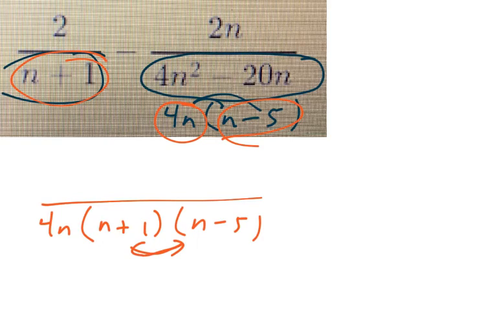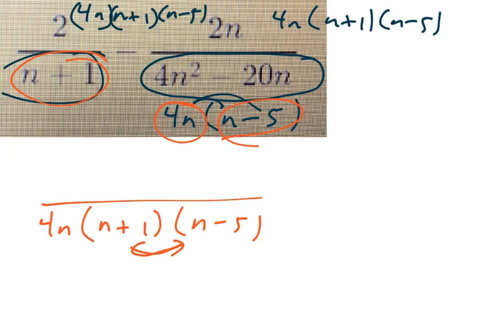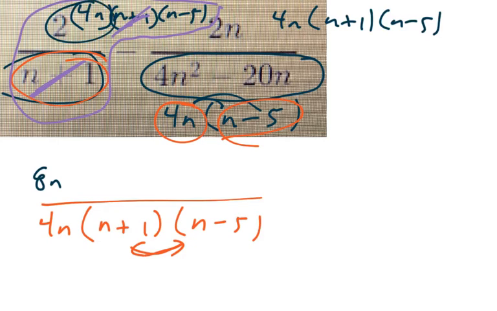But see how I took all the different factored parts of my denominators to put them together to find a common denominator. Now, the next thing we're going to do is times both of these parts by the common denominator. Again, guys, this can get a little messy, so you have to be careful. So anyways, I'll go purple here first. Notice the n plus 1s cancel out, and what I'm left with is 8n, 2 times 4n, 8n, right? Times n minus 5.